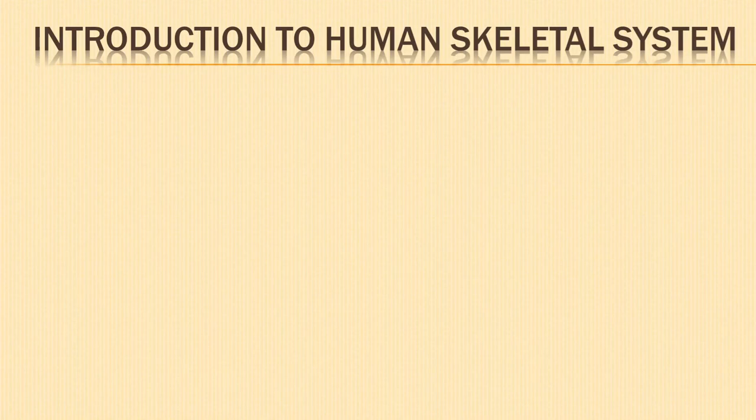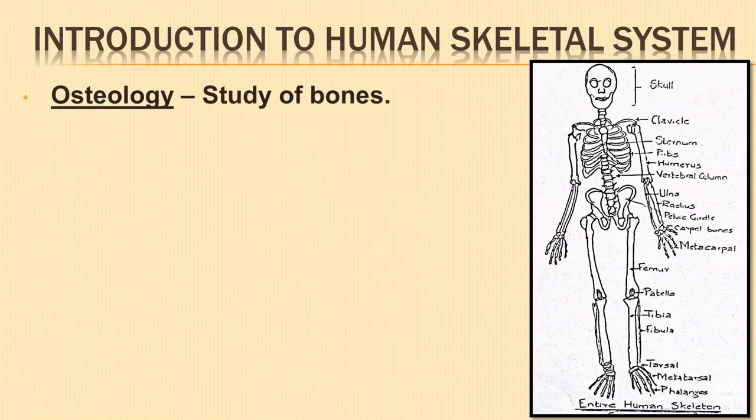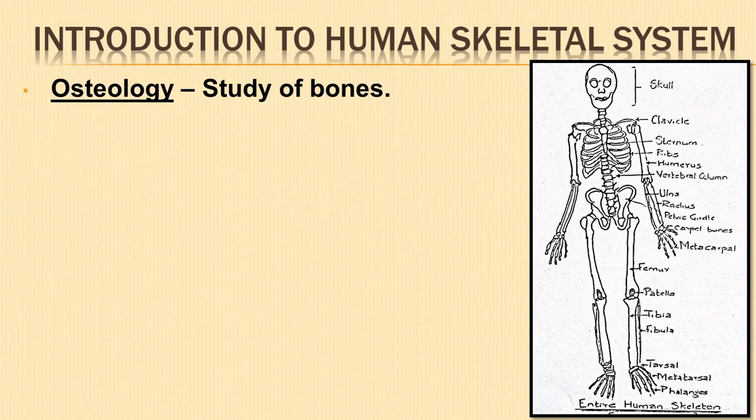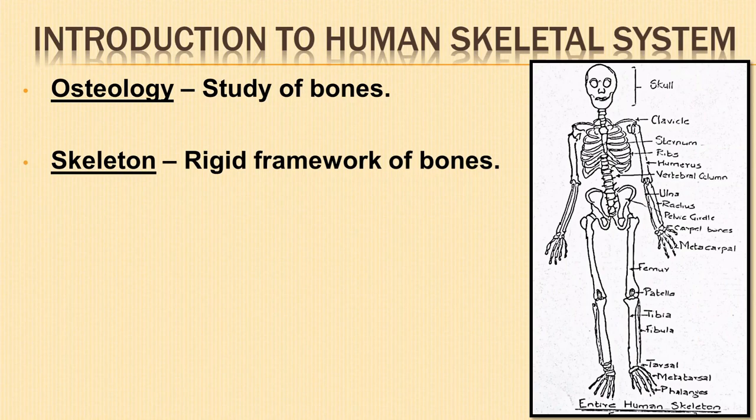Next, let us introduce a few scientific terms. The study of bones is called osteology. Bones provide a rigid framework known as the skeleton that supports and protects the soft organs of the body. The human skeletal system is an organ system consisting of bones and cartilages, which are specialized connective tissues. This system is made up of 206 bones and a few cartilages.